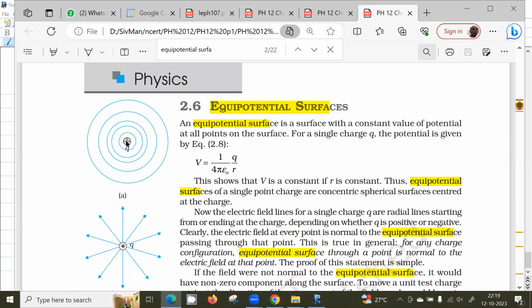See, here's a positive charge. So if they draw it properly, the density of the field lines here is more. As I go out, the distance between the two equipotential surfaces is increasing.